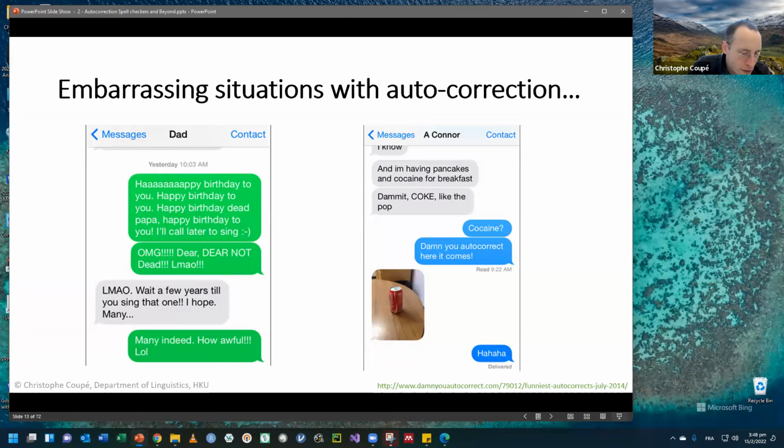If it's with your friends, no big deal. If it's with your boss, it can be a problem, right? It can become embarrassing. So this may not be the most important, but you need to be careful with autocorrection, right? So you want your autocorrection system to be good enough to prevent embarrassing situations like this one.